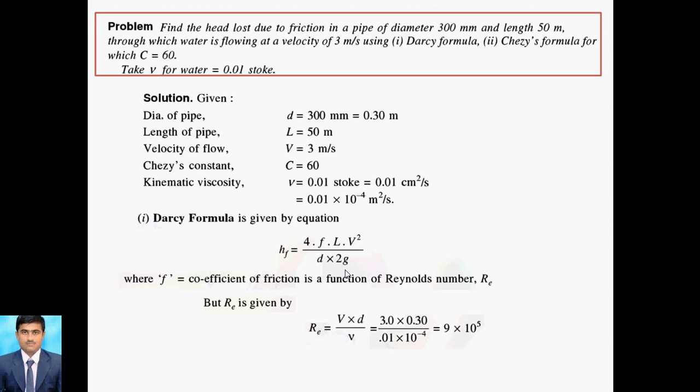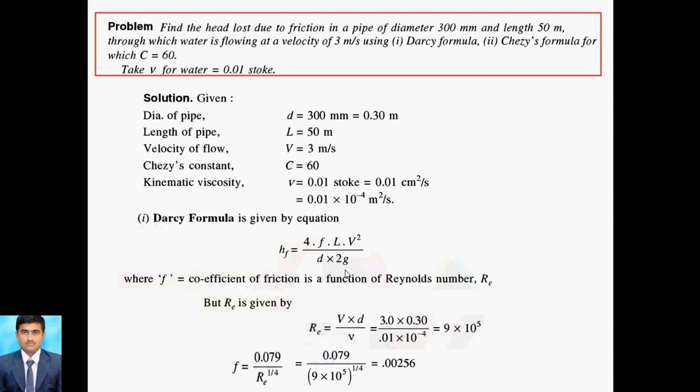As we know, there are two formulas for Reynolds number, that is ρVd/μ or Vd/ν. V is the velocity, which we take as 3, the diameter is 0.3, and ν we take as 0.01 × 10⁻⁴. After calculation, Re is equal to 9 × 10⁵.